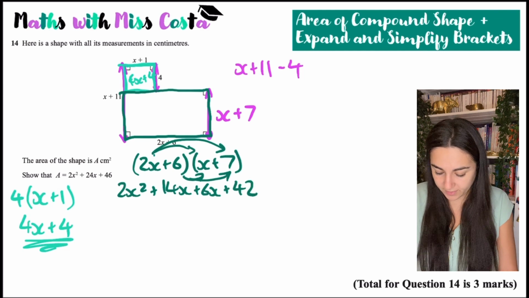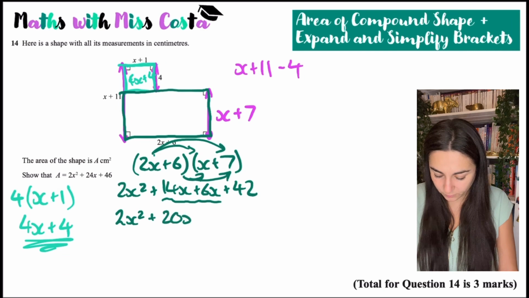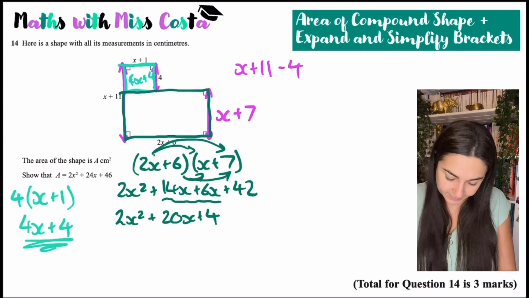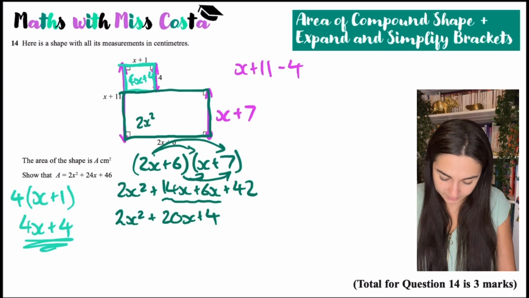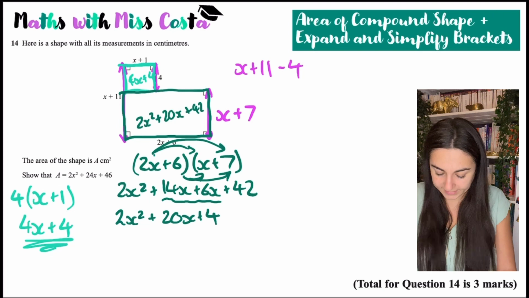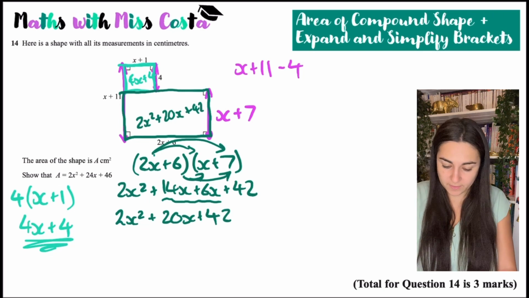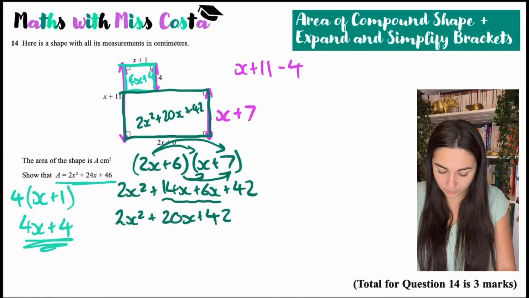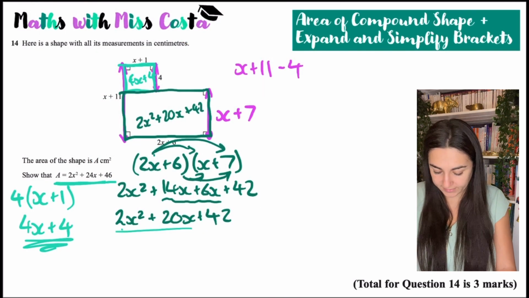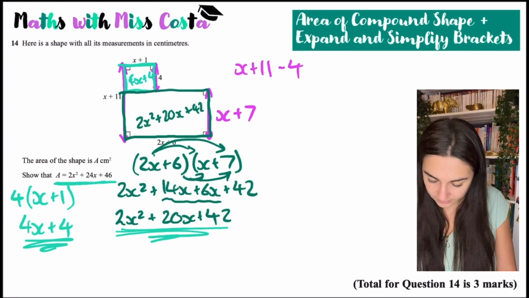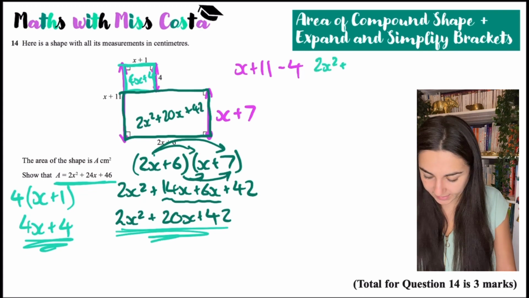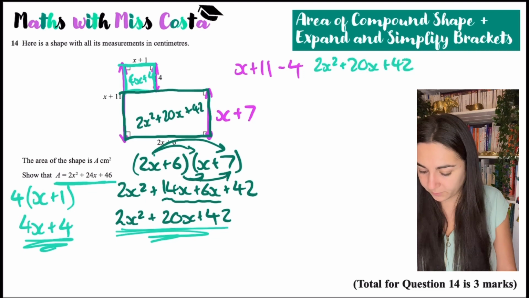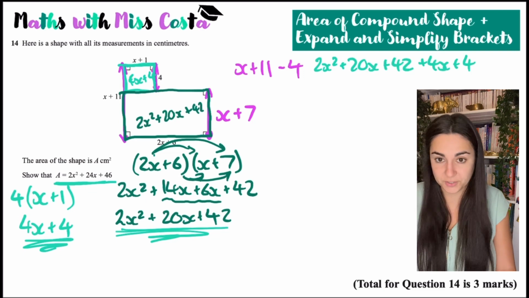Now let's just simplify the middle two terms. So you've got 2x squared plus 20x plus 42. And that's this part. So 2x squared plus 20x plus 42. Okay, so you need to show that the total area is 2x squared plus 24x plus 46. Well, all we do is we add the two areas together. So 2x squared plus 20x plus 42 plus 4x plus 4. So I've just added the two separate parts.